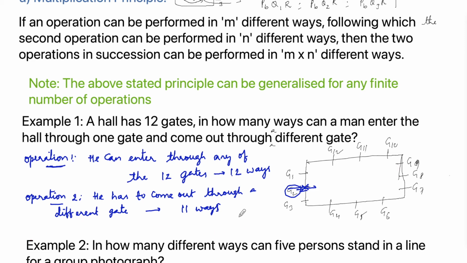So by the fundamental principle of counting, first he has to enter and then he has to exit, which means both are dependent. So by the multiplication principle, the fundamental principle, FPC, the total number of ways is 12 into 11, that is 132 ways. In 132 ways he can enter and exit through a different gate. Okay, right? Now let's see another example.